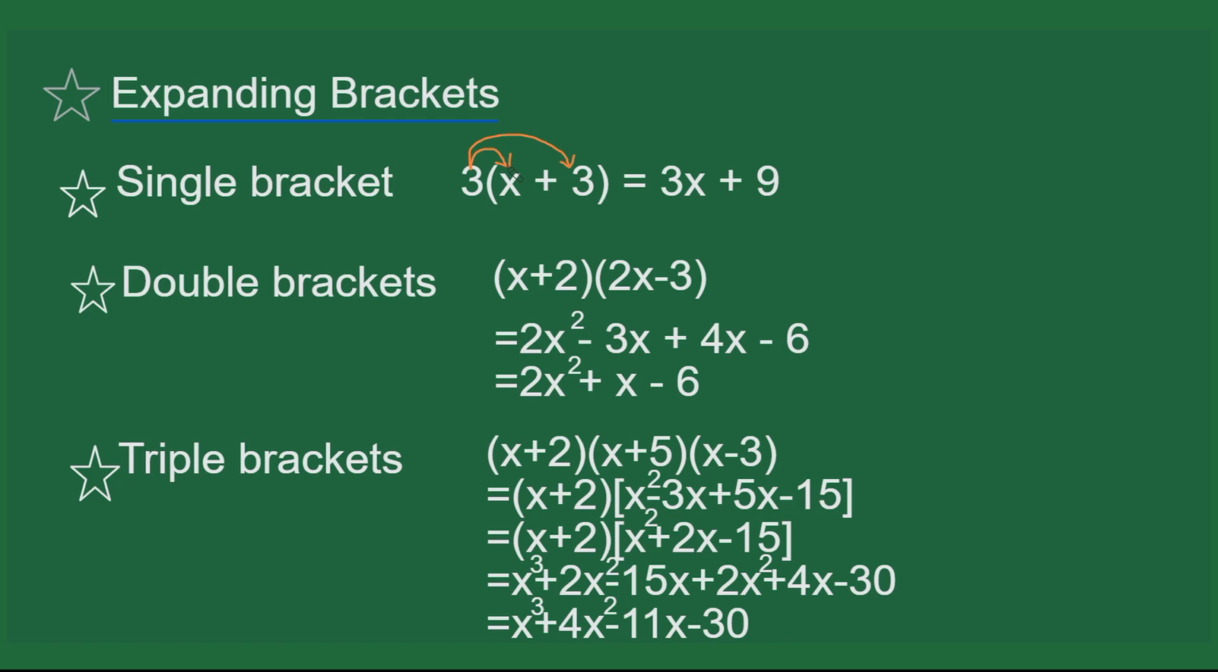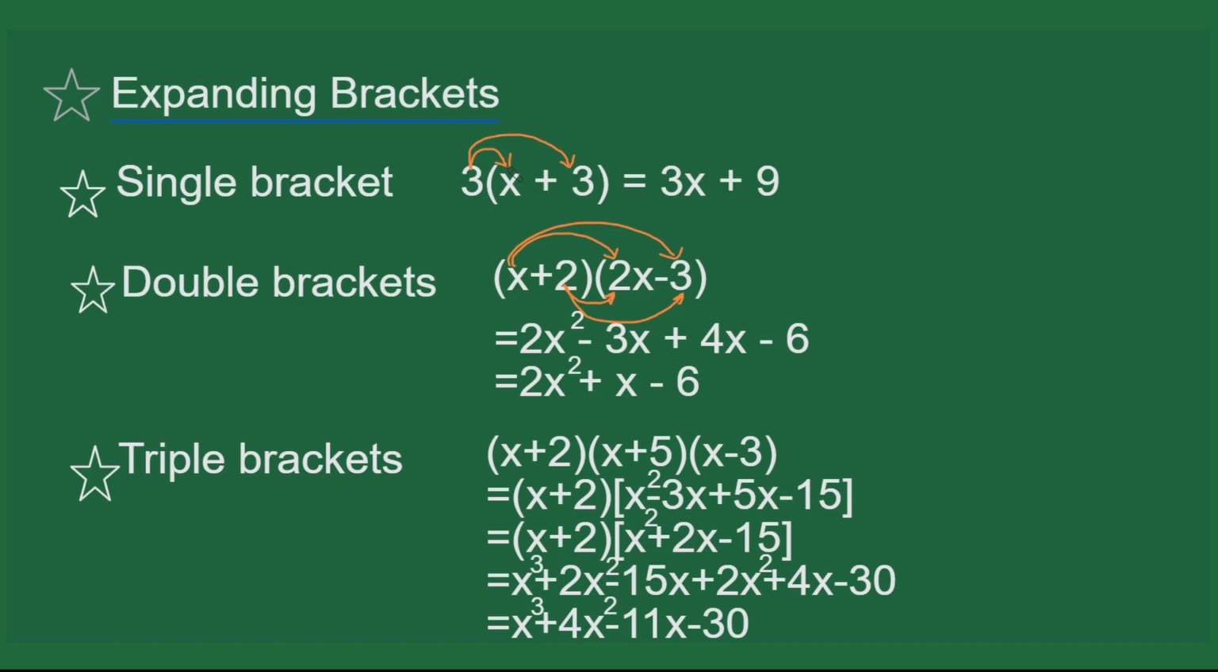The second type is double brackets. So x plus 2 in one bracket and 2x minus 3 in the second bracket. So the order: x is going to multiply the 2x term, then x is going to be multiplied by the minus 3. Then the plus 2 is going to be multiplied by the 2x and the plus 2 is going to be multiplied by the minus 3. X times 2x is 2x squared.